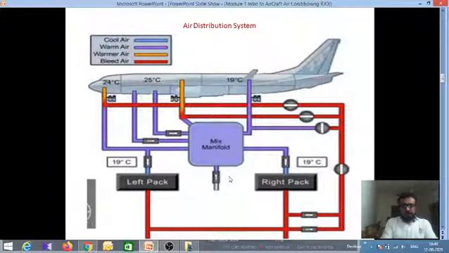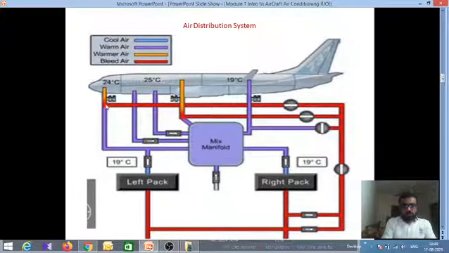Now the same thing, there's a mixing manifold. This is the hot air coming from the engine to the right and left air conditioning units, and a part of it is going to the other part for cooling and other things. After the pack it is really cold, so it is the cool air which is coming out. This gets mixed in this chamber. Now the mixed air is sent to different parts, as I said, the passenger compartment, the cockpit and things like that, also to the cargo compartment.